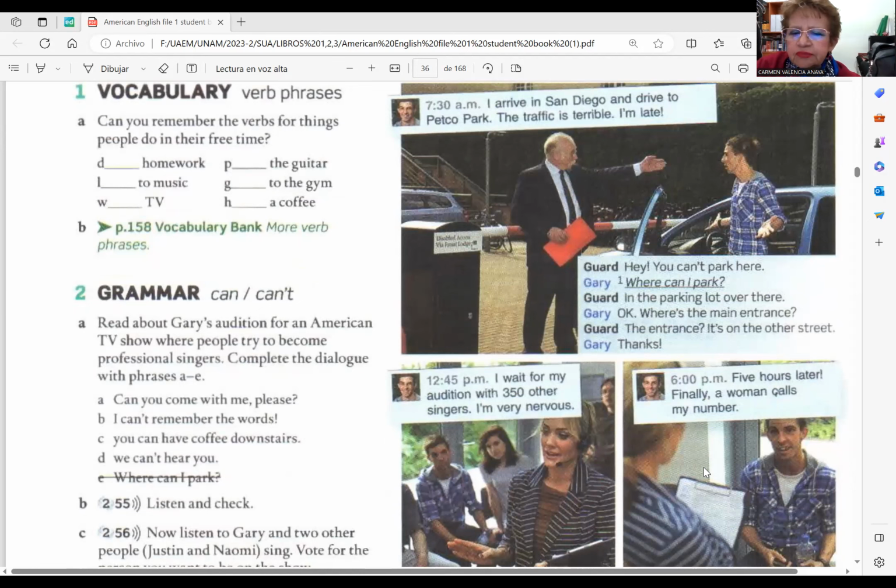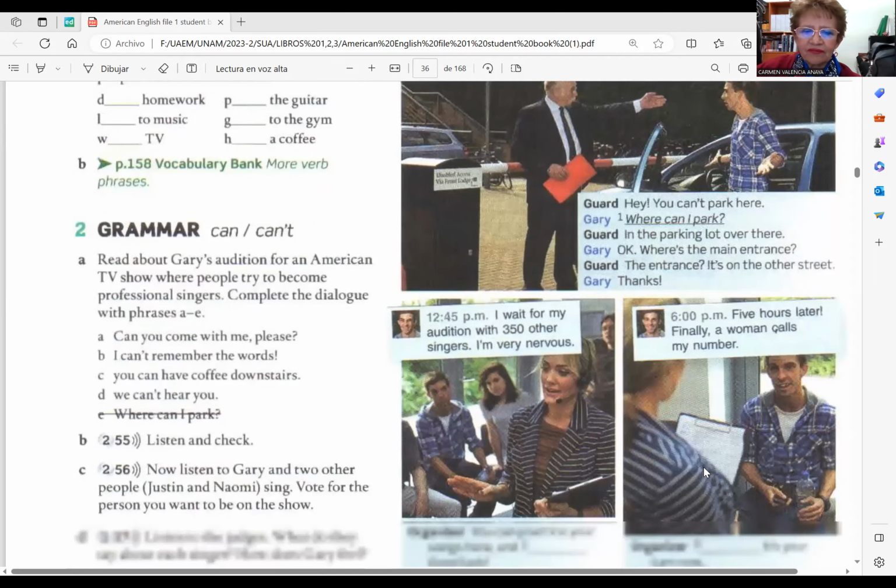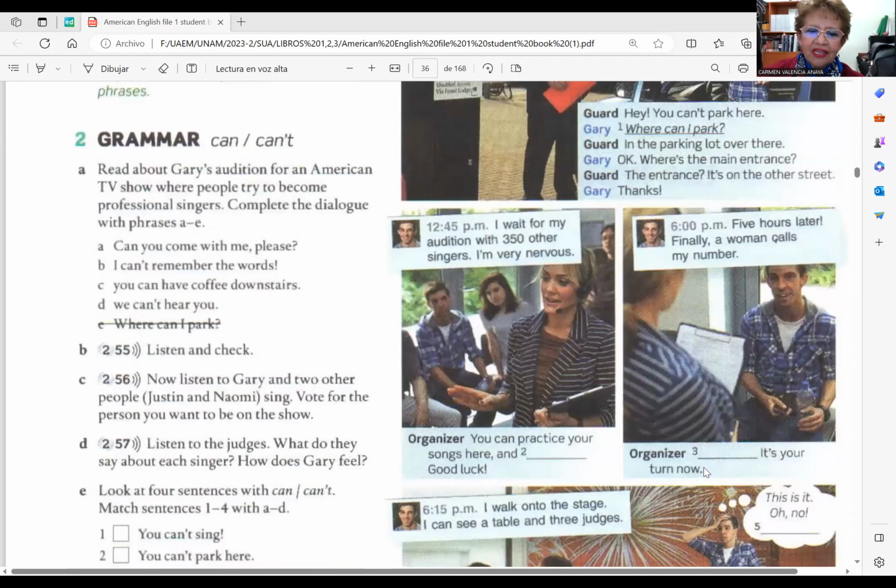What about 6 p.m.? Look at this one. Okay, sorry. The organizer says you can practice your songs here, and you're going. In this case, you are going to fill in the blanks. Okay, for example, you can practice your song here, and continue or can practice in this case.